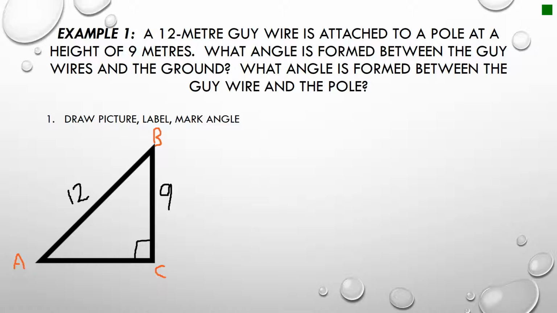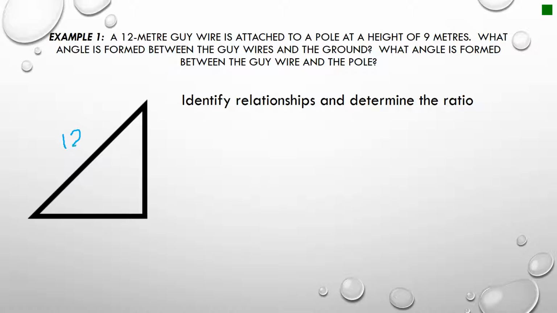So now we have to mark the angle. What angle is formed between the guide wire and the ground? So here's the wire meeting the ground. That's the first angle we're going to look for. Now you're going to find the relationships between our angle and our sides. If we're looking for angle A, what's the relationship of 12 and 9 to A? If we go across here, 9 is opposite, and 12 is our hypotenuse, our long diagonal side. So we have opposite and hypotenuse. In SOHCAHTOA, SOH is what we start with: opposite and hypotenuse means we're going to use sine. So try setting up your ratio, and when you're ready, go to the next slide.